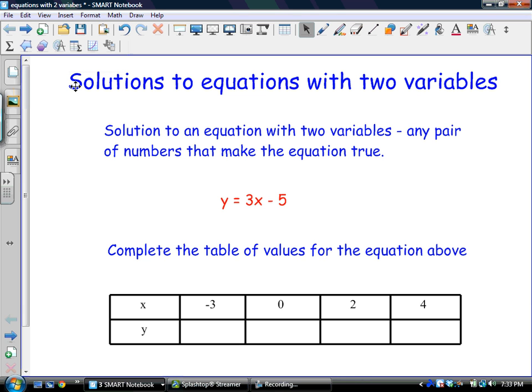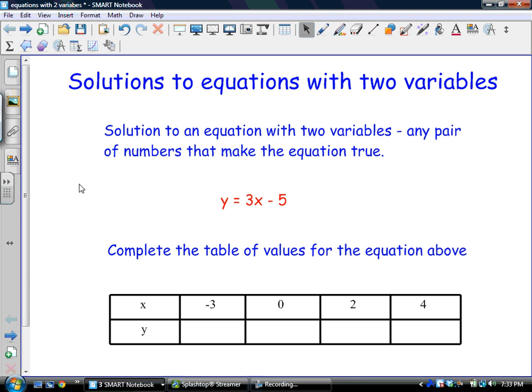Okay, today we're talking about solutions to equations with two variables. When you read that, it sounds like it doesn't have anything to do with relations and functions, but it really does. An equation with two variables really is another name for a function. That's why we're talking about it now.